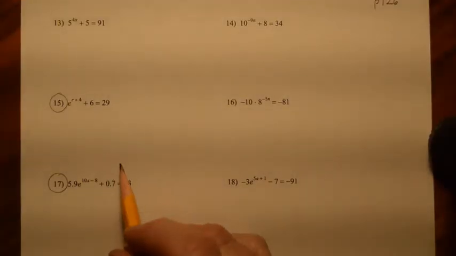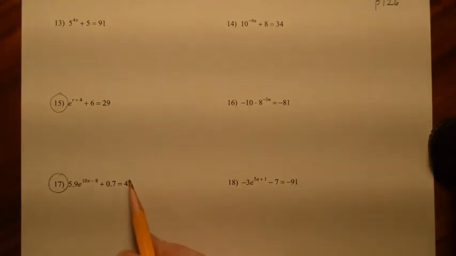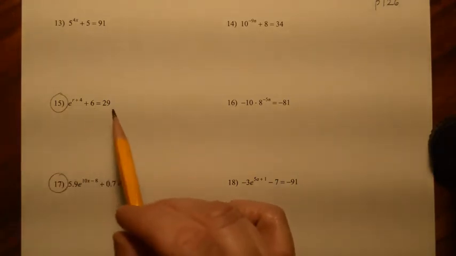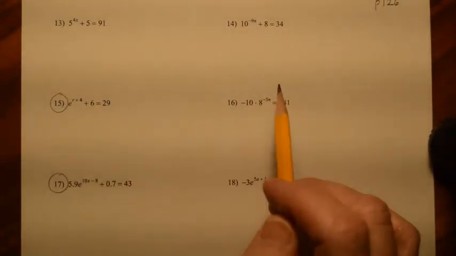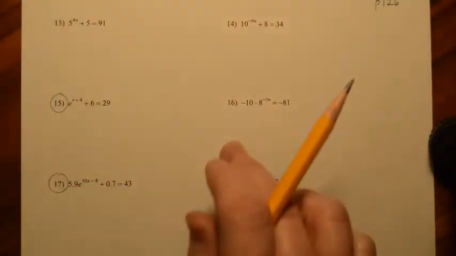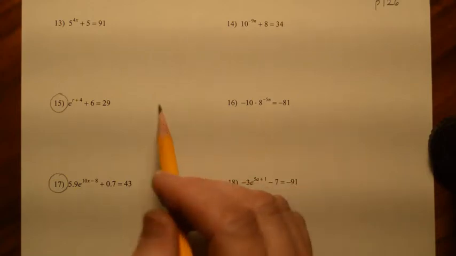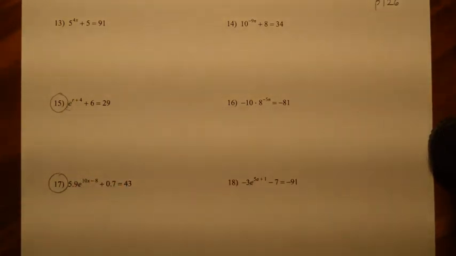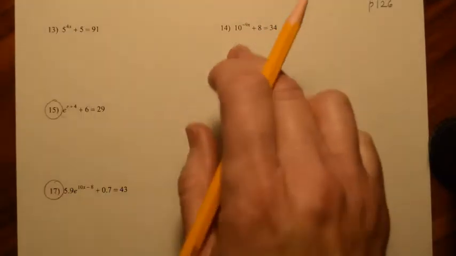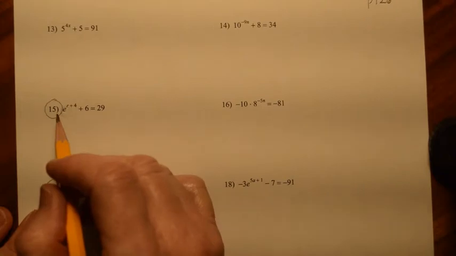Okay, on page 126, we're going to try 15 and 17 together. But you should notice something different about 15 and 17 than on all the problems on the other page. And in fact, these three problems here have that same property as the previous page. All their bases are whole numbers. But here the base is e. In fact, every other problem on the rest of the page, besides those three, has a base of e. So don't let that freak you out.